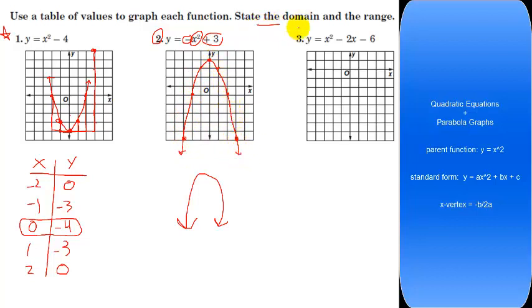Okay. It also says state the domain and range. Well, the domain is all the possible x values. I can go left and right forever, so the domain would be all real numbers. But the range is the y values. So if my parabola is opening upward, the range would be everything, including the vertex and vertically above it. But for the parabola opening downward, the range would be the vertex and everything vertically below it.